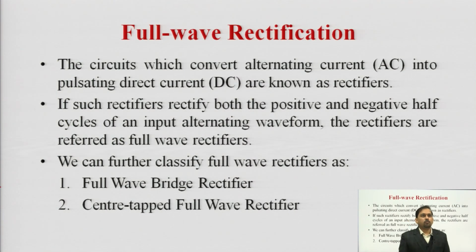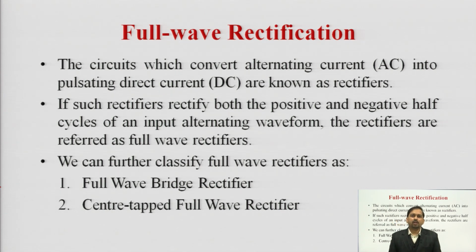First, what is the definition of full wave rectification? A full wave rectifier circuit converts alternating current into pulsating DC current. In such rectifiers, if both positive and negative half cycles of the input AC waveform are rectified, then it is called a full wave rectifier, and if only one cycle, either the positive or the negative peak, is rectified, then it is called a half wave rectifier.